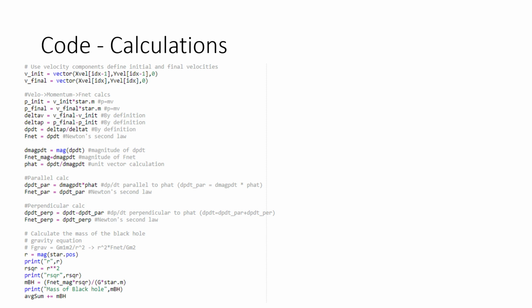but here we are calculating the perpendicular and the parallel momentums and forces. The really important calculation in this loop, however, is our calculation where we determine the mass of the black hole based on this data. So obviously, we want to calculate R, which is equivalent to the star's position, because the black hole is at the origin. Then we square that, and we use that based on the gravity equation, which I've listed here. We rearranged the gravity equation to arrive at this equation for the mass of the black hole at the bottom. And we use that to calculate the mass, and then we print it, and we add it to average sum.